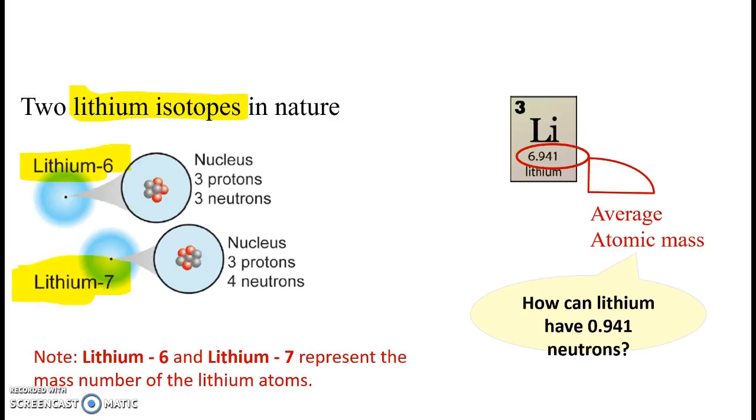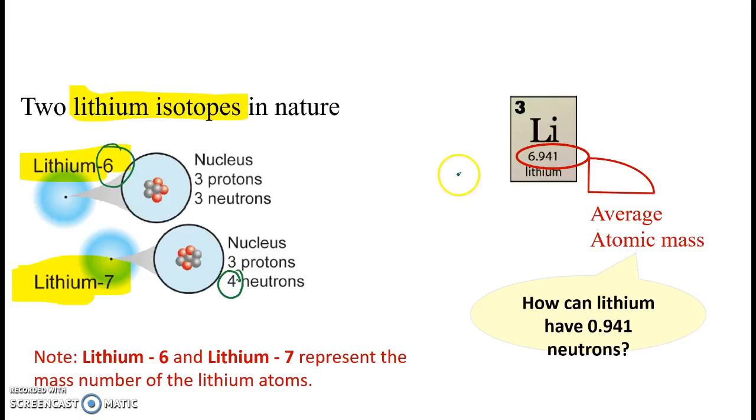So what that means is that in lithium-6, with a mass number of 6, we have 3 protons and 3 neutrons. And then in lithium-7, we have 1 more neutron. So 3 protons, 4 neutrons.